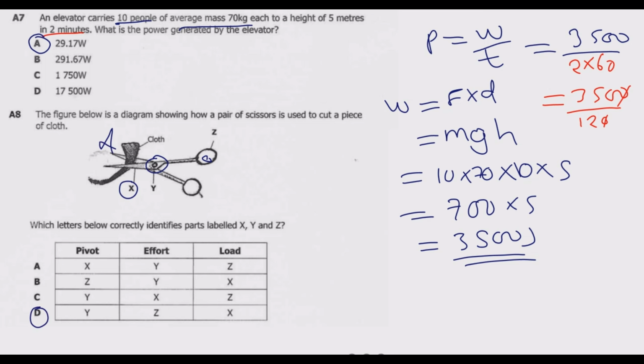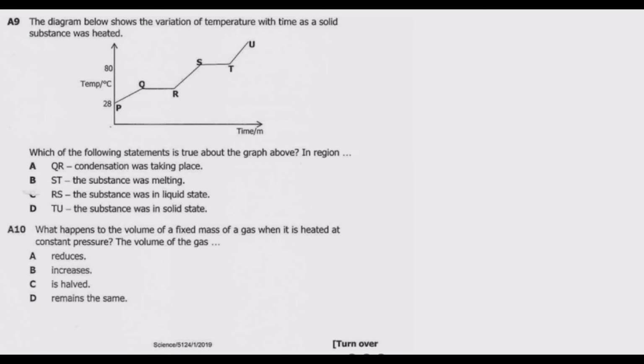Let us look at question 9. Question 9 reads: the diagram below shows the variation of temperature with time as a solid substance was heated.